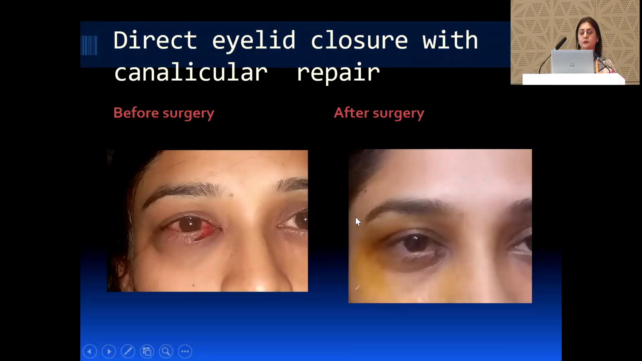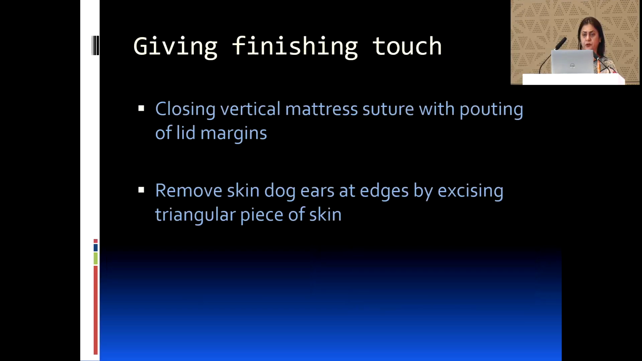So this is one of my cases. Before surgery, it looks superficial, but it was a full thickness cut with canaliculus. This is after 2 weeks and suture removal. I have left the vertical mattress sutures here. Usually I keep them 2 to 3 weeks, otherwise it will not give good results.